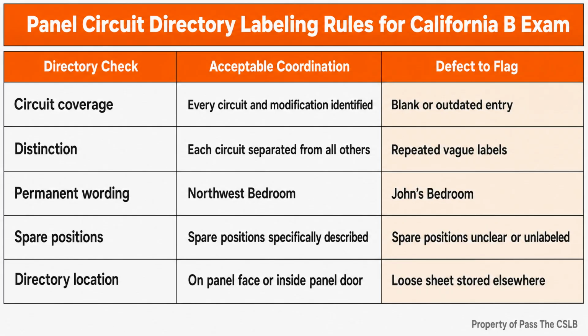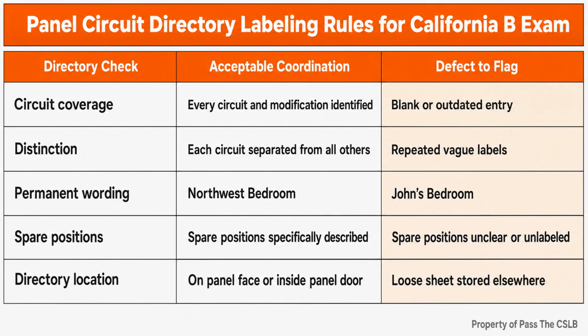A label such as John's bedroom depends on who lives there. A label such as Northwest bedroom describes a permanent location. The first label can become meaningless when the occupant changes. The second label continues to tell a technician, owner, or emergency responder which space the circuit serves. Vague labels create the same problem. If a building has several lighting circuits, the word lights may not distinguish one from another. If several receptacle circuits serve different areas, the word plugs may not be enough. I am not looking for a novel on every line. I am looking for concise identification that separates one circuit from the rest.